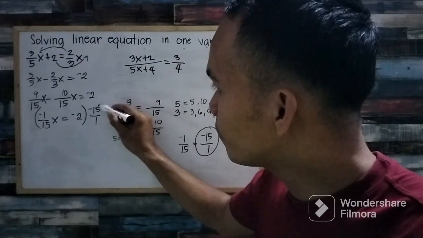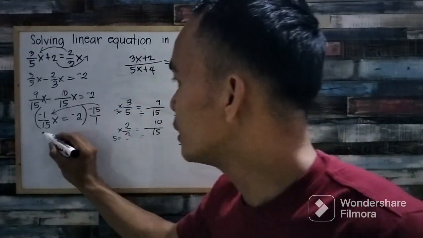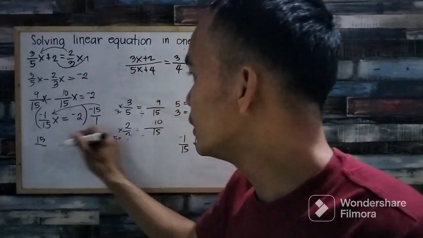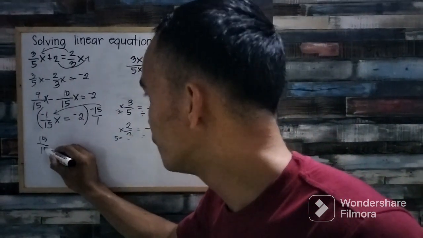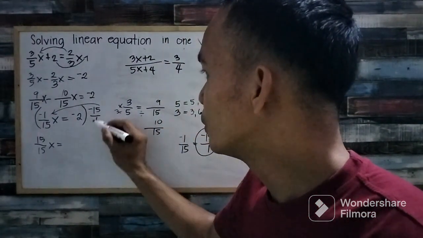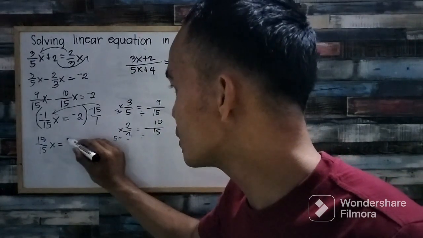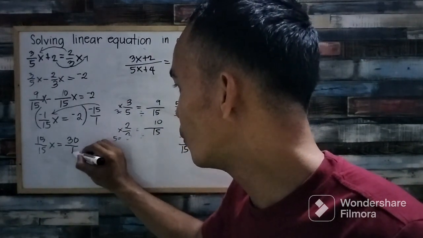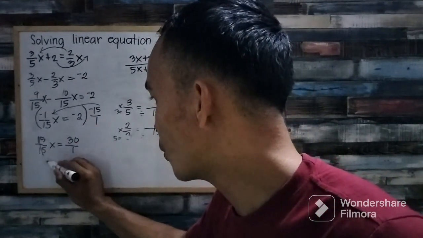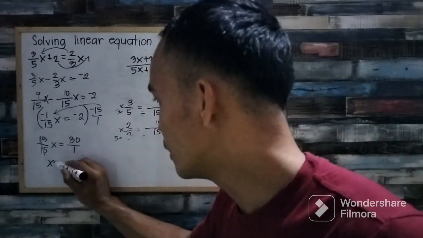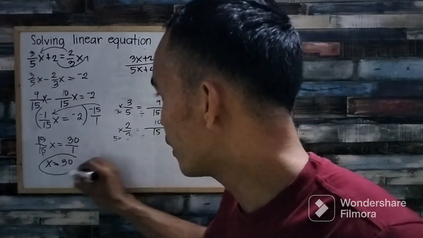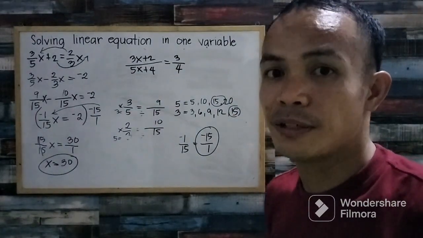And then multiply that. Let's start here. Negative 1 times negative 15 is positive 15, and 15 times 1 is 15. Just copy x is equal to negative 2 times negative 15, that is 30 over 1. And 15 divided by 15 is 1, so what is left is x, equal to 30 divided by 1, which is 30. So x there is 30.